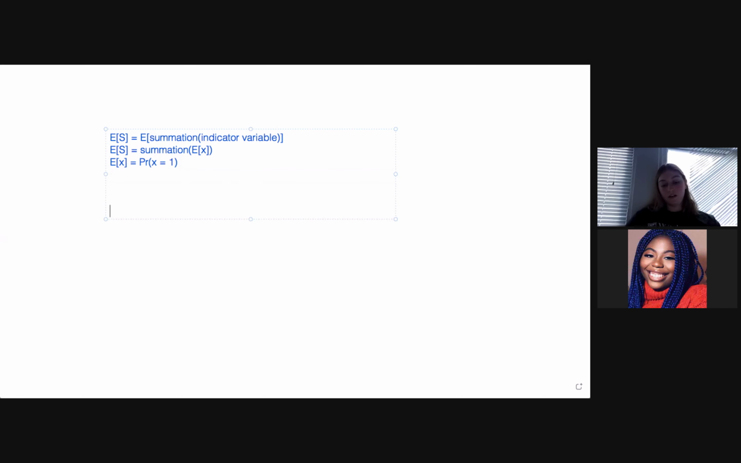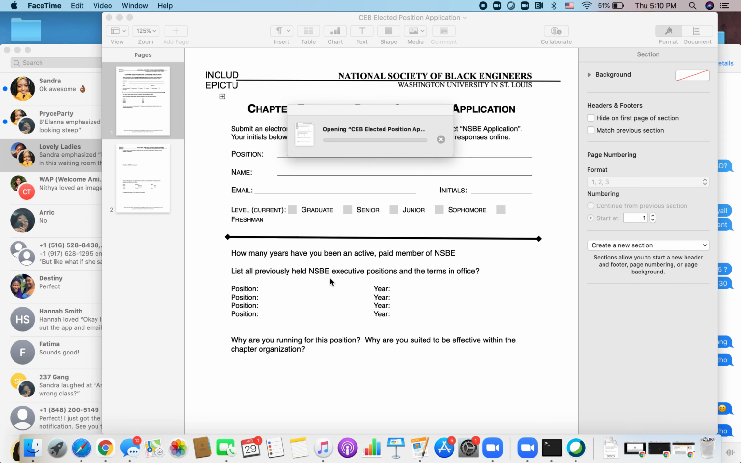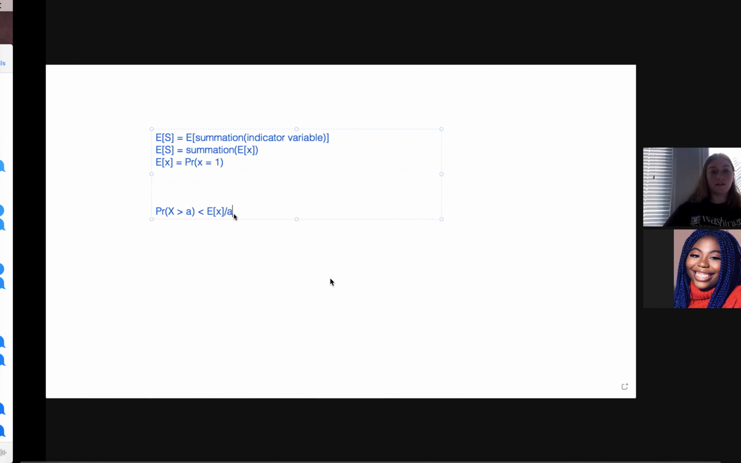And then for C, you're going to use Markov. So what you're going to do is say the probability that X is greater than or equal to A is less than or equal to E of X over A. So this is the Markov inequality.